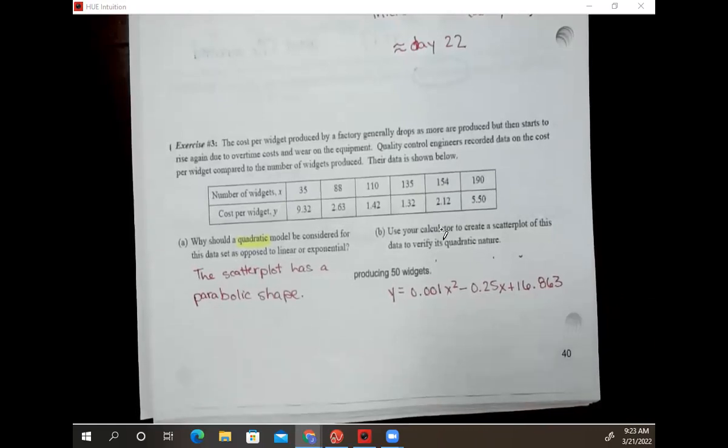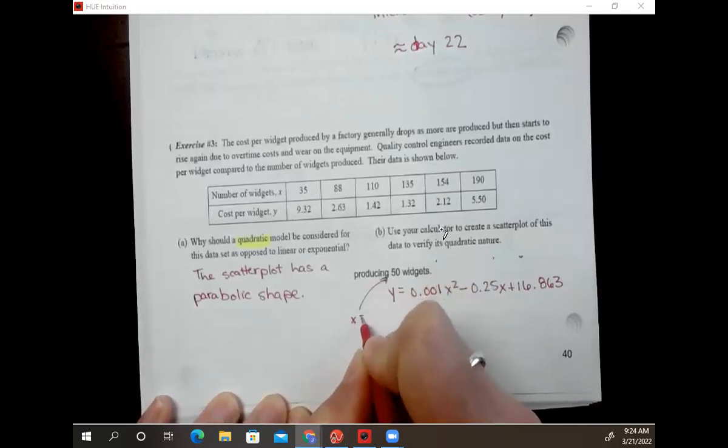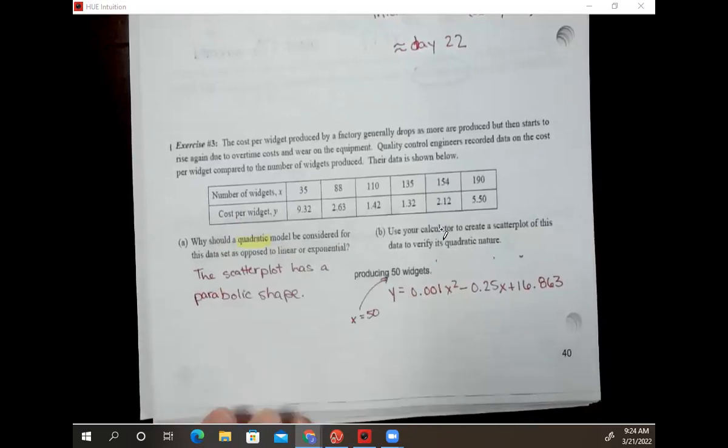I'm rounding to 3 decimal places for this problem because what we want to predict is a cost. Money, we round to 2 decimal places. I'm getting a 3rd decimal place here that way I can see what I should round to when I round to the nearest penny. So there is a little method to the madness here. And then I want to know the cost for producing 50 widgets. So my X is 50. That's the number of widgets that I want to make.